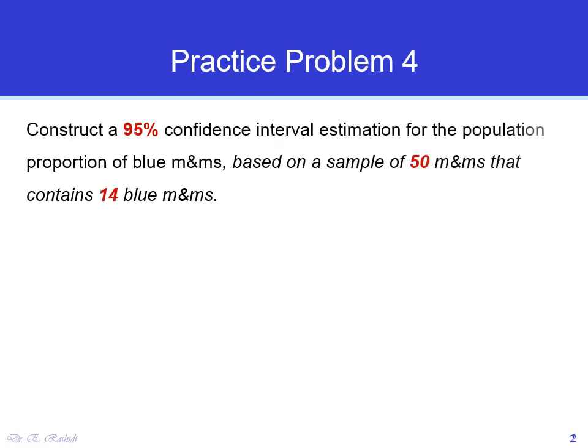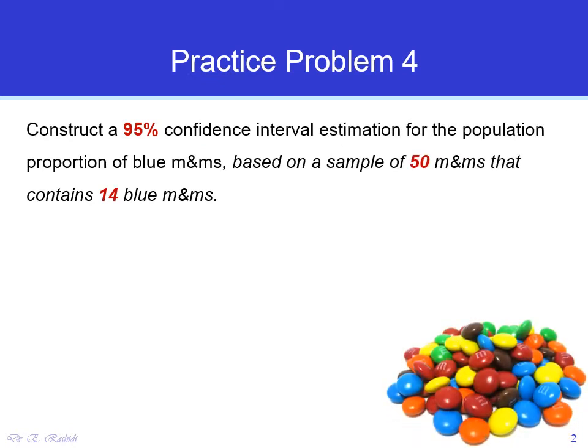Let's do a practice problem. Construct a 95% confidence interval estimation for the population proportion of blue M&Ms based on a sample of 50 M&Ms that contains 14 blue M&Ms. So please pause, work on this problem, and come back to see the solution.